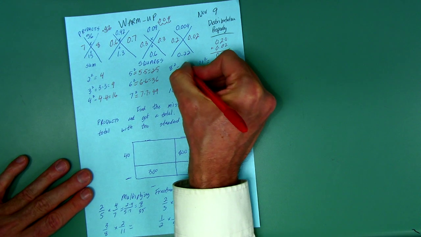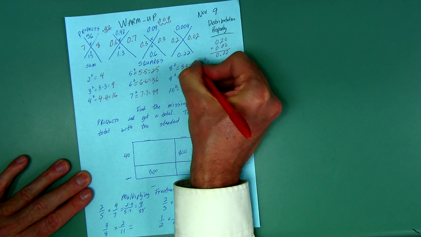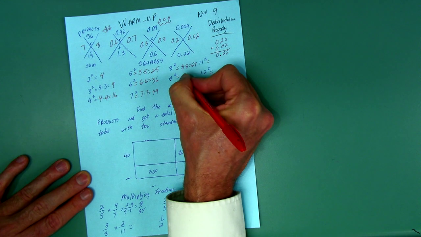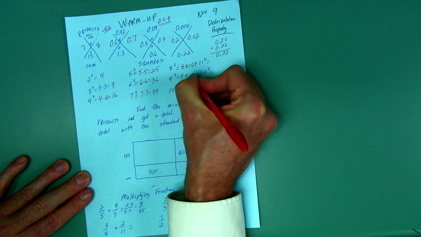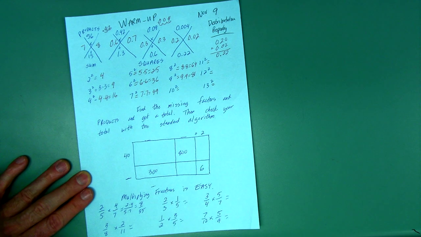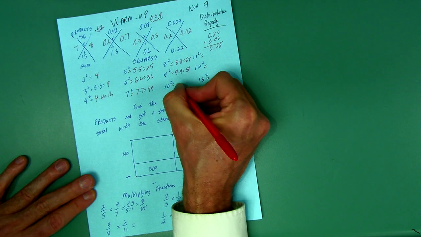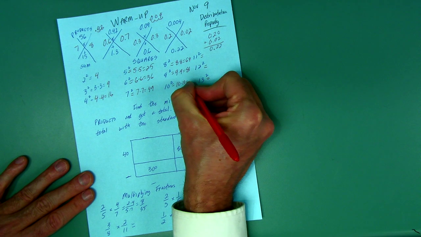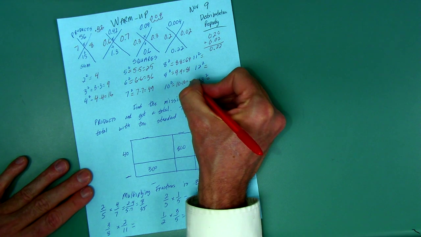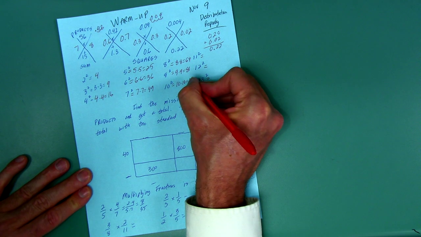8 times 8 fell on the floor. I picked it up. It was 64. And 9 to the second power is 9 squared, 81. 10 squared is not 20. It's 10 times 10. 10 rows of 10 would make an array of 100.